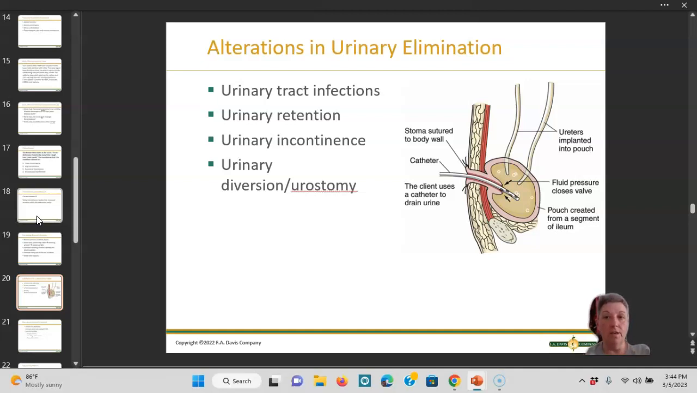So you can see you really have to make sure that you push it in a little bit more so that you get the urine in the bottom. They would be standing over the toilet if they were self-catheterizing.